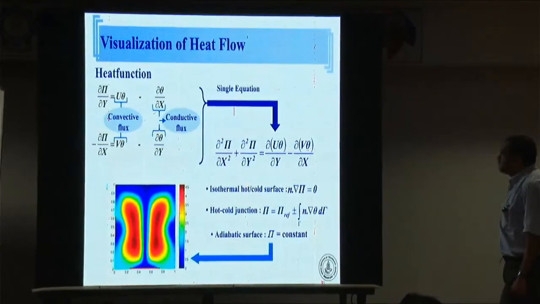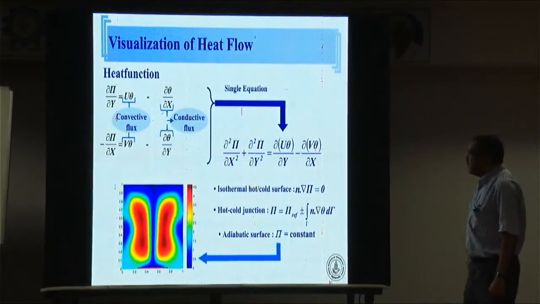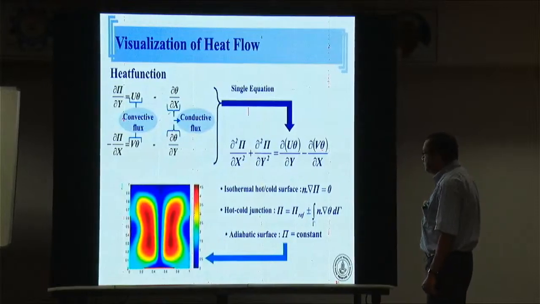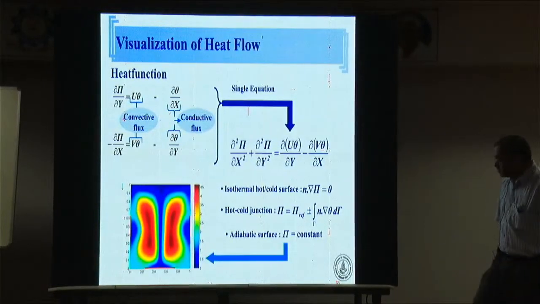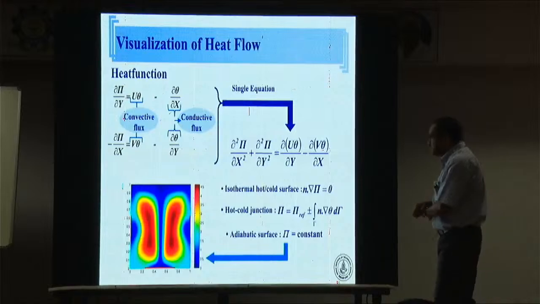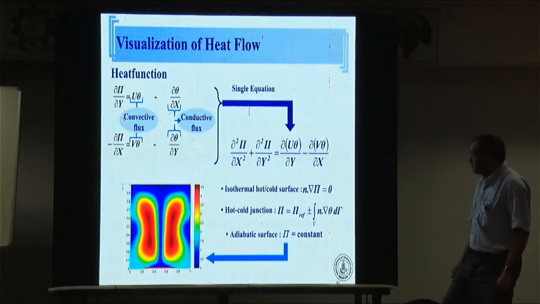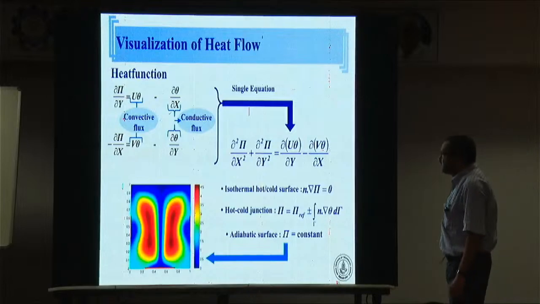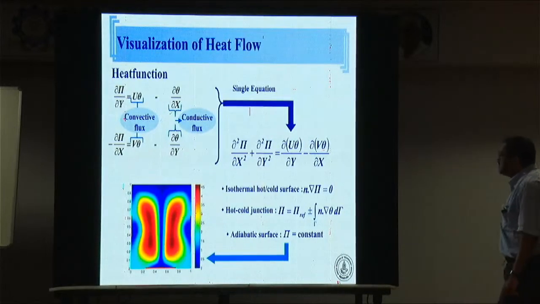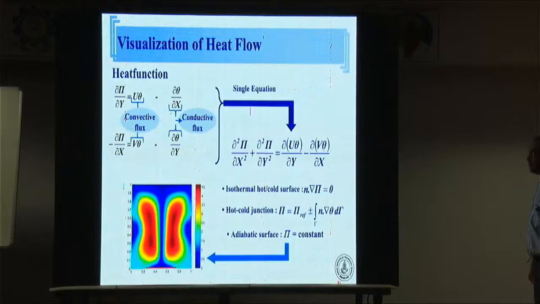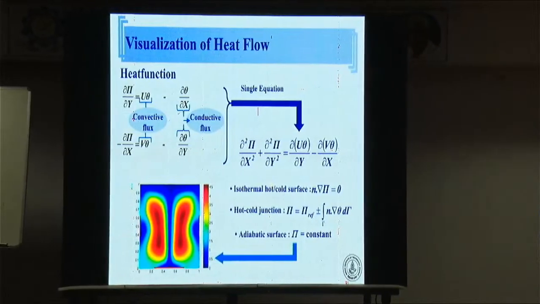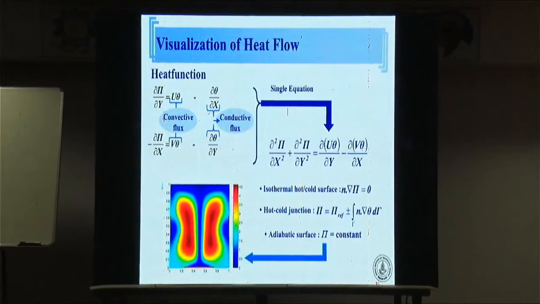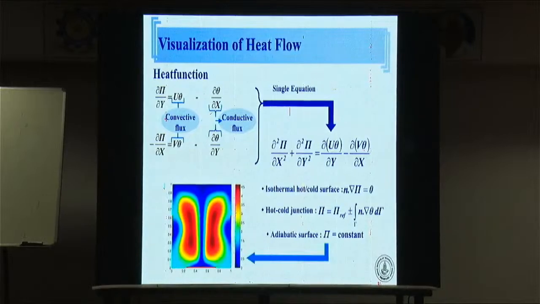We can have a single equation, a Poisson equation, and the solution of this Poisson equation is very, very challenging. I have so many papers on this, and you can look into the papers, which give a much better perspective. So in this equation, the heat function is Π, and it has different kinds of boundary conditions: for isothermal hot or cold surfaces, n dot grad Π equals 0. At hot-cold junctions, we have different Dirichlet conditions, and for an adiabatic surface, Π equals a constant.